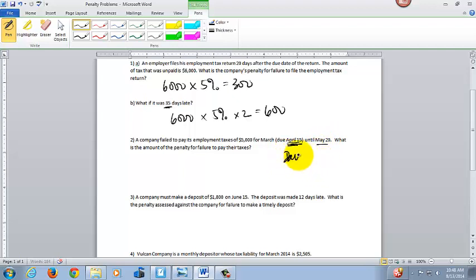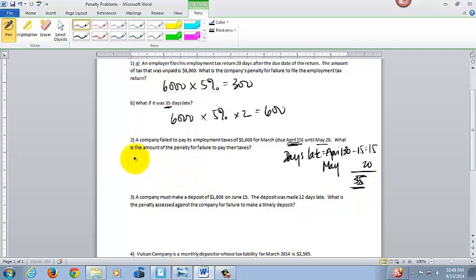How many days late were they? There are 30 days in April, and we were supposed to pay it on the 15th. So in that case, we're 15 days late in April. And then in May, they didn't pay it for another 20 days. So that means I'm 35 days late. Okay, so I'm over a month late. I've got a whole month and a fraction of a month.